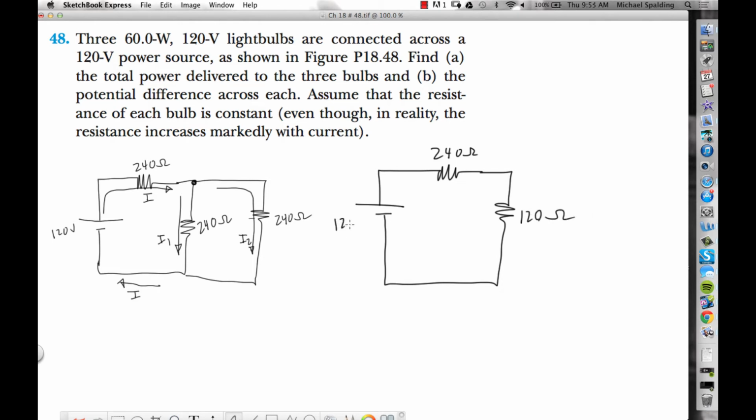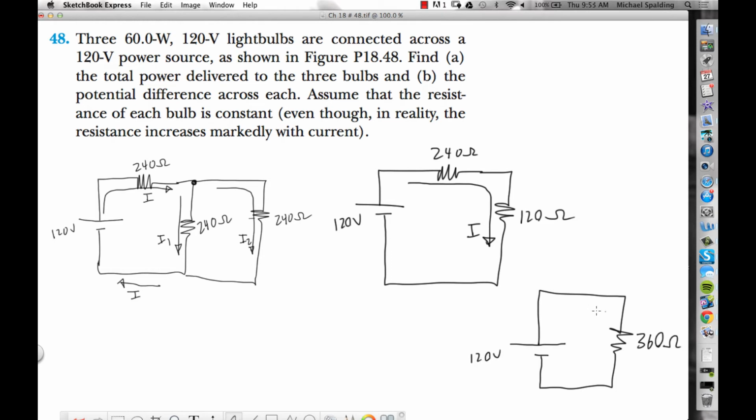So this is 120 volts. The current flowing through here is I. It's the current out of the battery. And then our final picture is going to be this. We have 2 resistors in series, so this simplifies to 360 ohms, with 120 volts and a current of I. That's the current out of the battery.